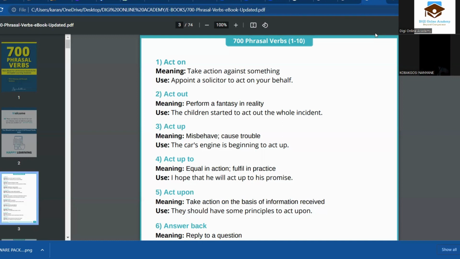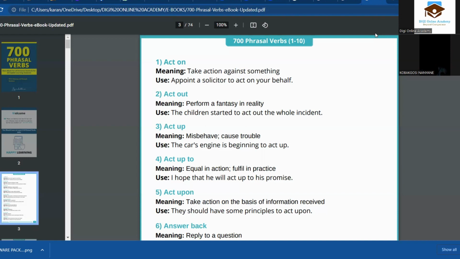Okay. The third one is act up. Act up is actually a negative verb where people misbehave, cause trouble to others. It's a negative behavior. So when somebody has an accident, the driver acts up too much, right? They misbehave with the other one. And you can say the car's engine is beginning to act up. It means the car's engine is having trouble. So anything causing trouble around you, you can use this act up phrasal verb.